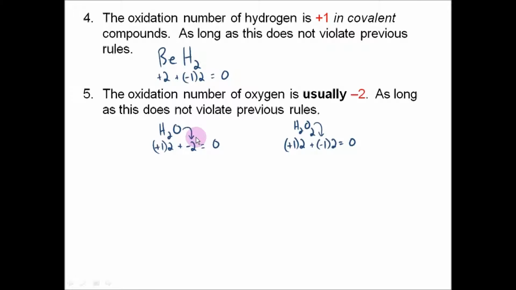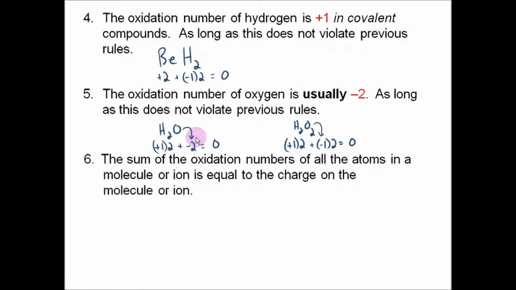And then lastly, we've already been using this rule, but the sum of all the oxidation numbers of all the atoms in a molecule is going to be equal to the charge on that molecule or ion. And we've already been doing that. I've been setting up these little algebra quantities. I've been summing up all the oxidation numbers in each of these to show the overall charge. So let's do a couple more examples here. Let's identify the oxidation numbers on all the compounds here.